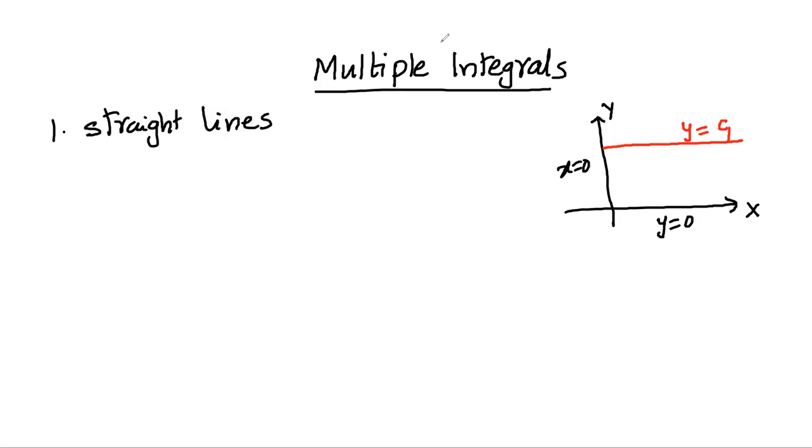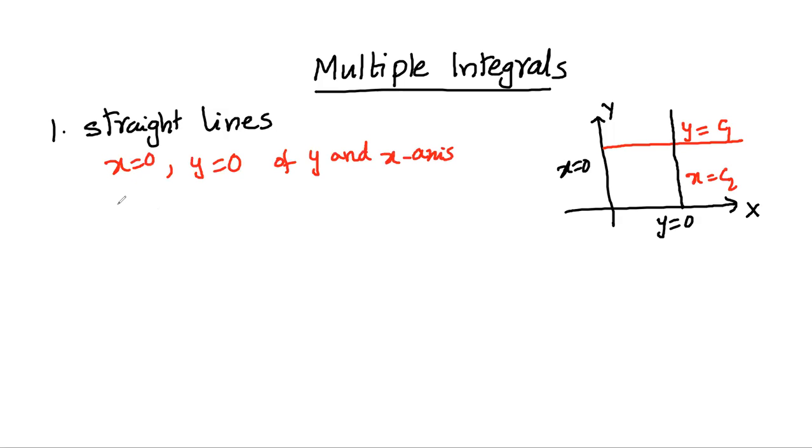Now, one more line we draw. This is the way, parallel to the y-axis. What is this equation now? x is equal to C2, some other number. Now, x is equal to 0 and y is equal to 0 are respectively the equations of the y-axis and the x-axis.